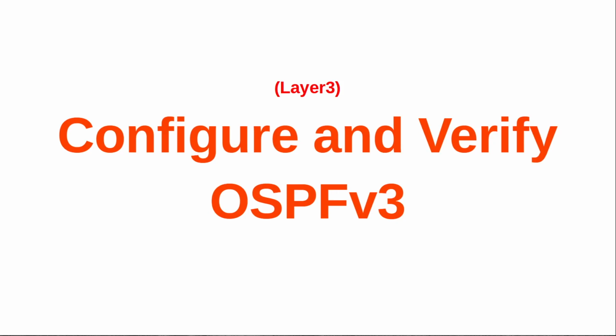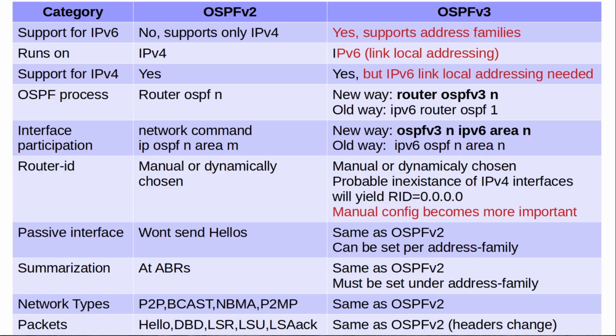Configure and verify OSPF version 3. There is a comparison table. OSPF version 3 will support IPv6, but it will also support many address families. It can support unicast IPv6, multicast IPv6, IPv4 unicast, and IPv4 multicast, and it is extendable. It will run natively over IPv6.